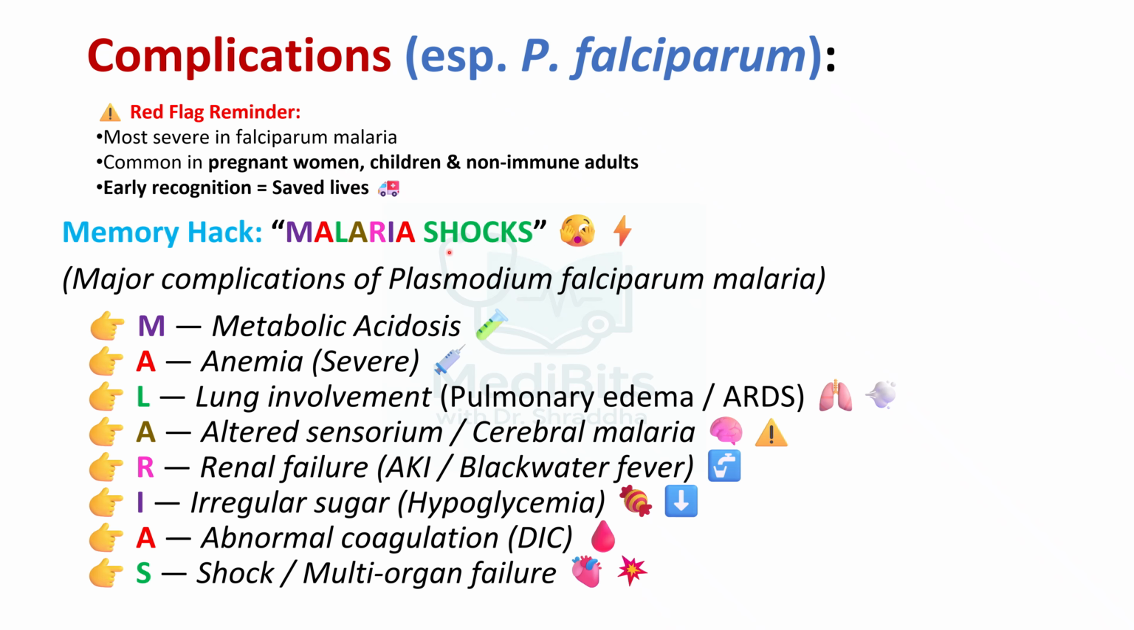mnemonic: MALARIA SHOCKS. M stands for metabolic acidosis. Because of tissue hypoxia, lactic acid builds up. Patient may breathe fast, look drowsy, and overall become sick rapidly. A stands for anemia. Because malaria loves bursting RBCs like bubble wrap, the hemoglobin levels crash. You will see pallor, breathlessness, tachycardia. Very common in kids and pregnant women.